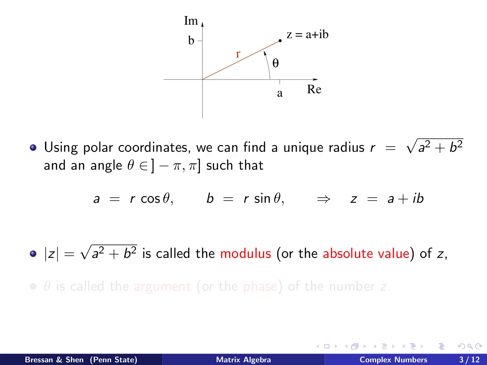Then the absolute value of Z, which is just the R here, the positive square root of A squared plus B squared, also has other names. It's also called the modulus of Z, or the absolute value of Z. And this angle theta is called the argument of the number Z, and sometimes it's also called the phase of the number Z. All these are just a very brief review of something you probably know about complex numbers.